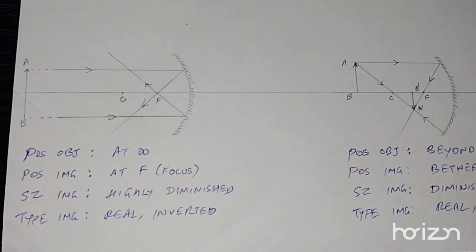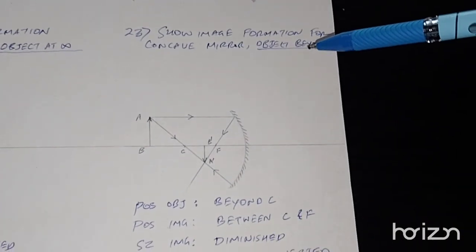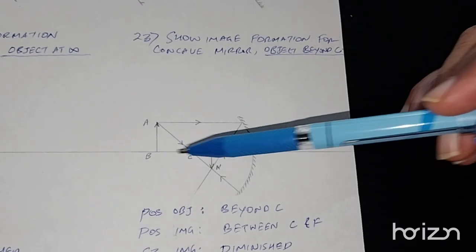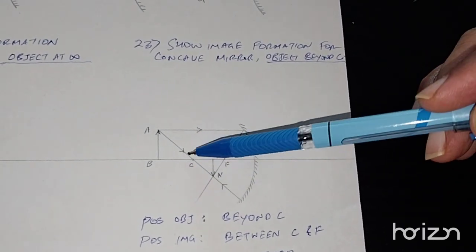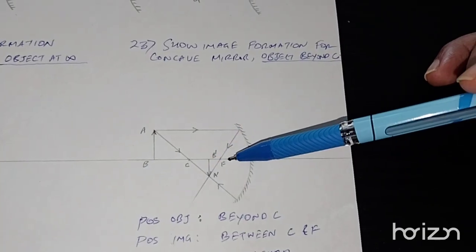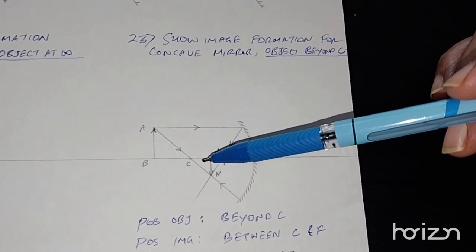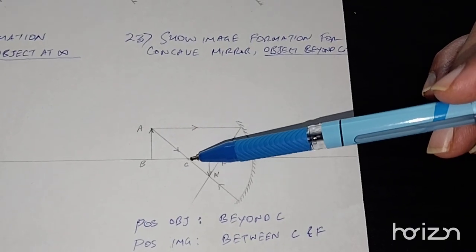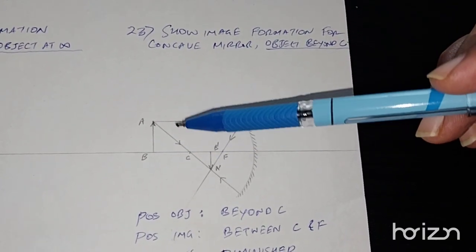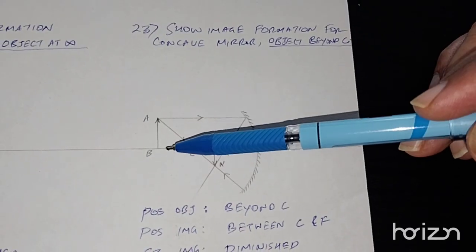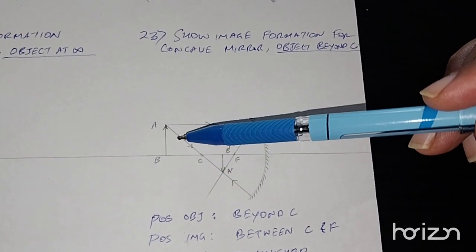Next question. Show image formation for a concave mirror where the object is beyond C but it is not at infinity. It is at a finite distance. See, C is the radius of curvature, F is the focus. The object is placed such that it is beyond the radius of curvature, but this object is not at infinity. It is at a considerable distance. So we have shown the object as AB. AB is the object.